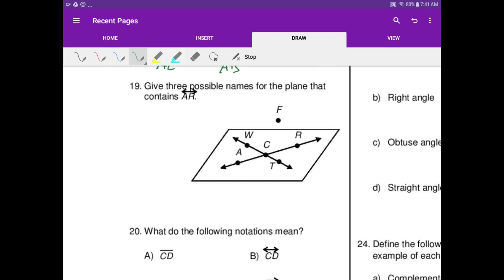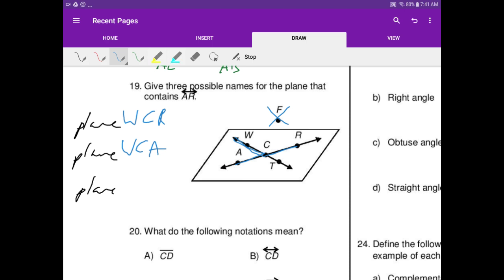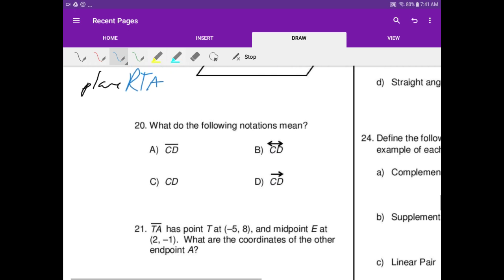Three possible names for the plane that contains AR. So I'm going to do plane, and plane. So I just need to pick 3 letters that are not in a row. So WCR. I cannot use F because it's not on the plane. WCA. As long as they're not in a straight line, you can use whatever you want. RTA. So there's plenty more.